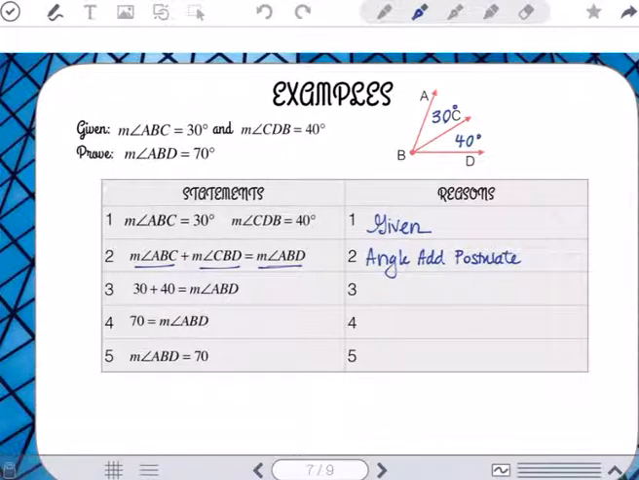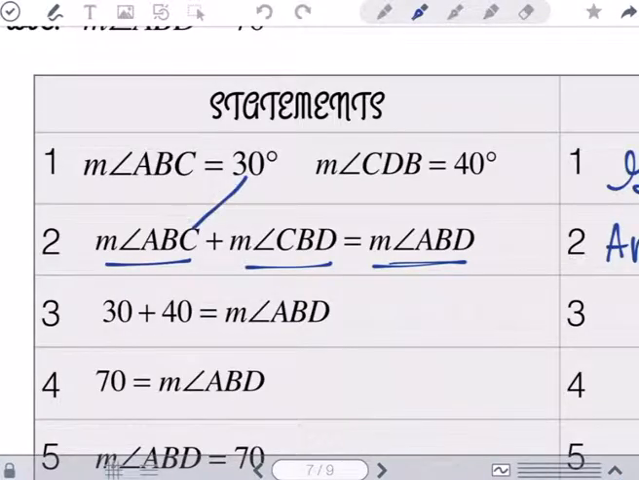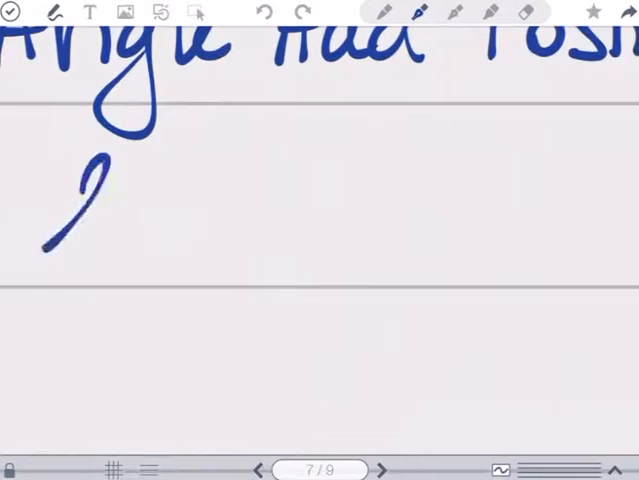And then the same things are kind of true following that. Notice that we substituted our given information, so ABC is 30, CBD is 40. So this is going to be substitution.